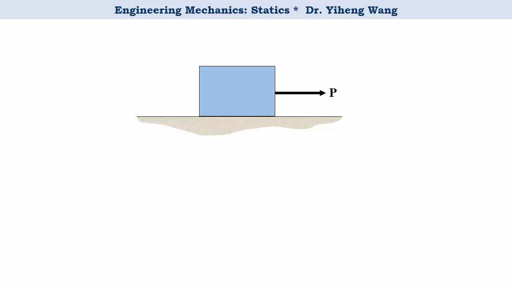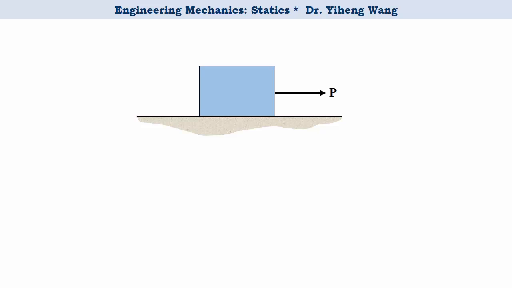Imagine a crate with a certain weight sitting on the floor, and imagine yourself trying to pull it and move it. From experience, we know that if the force P that we exert is not big enough, the crate will not move. Only when the force P exceeds a critical limiting amount, the crate will start moving.